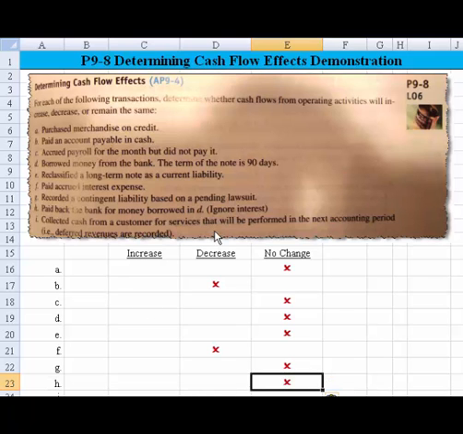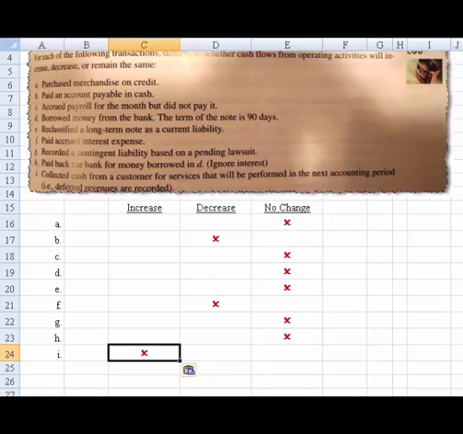Finally, the last transaction. We collect cash from a customer for services that will be performed in the next accounting period. So, in this case, cash is increased and we record a deferred revenue account, which is an obligation. But cash is increased, and since the primary purpose of our business is performing these services, it would fall into the operating area. So this cash transaction actually is an increase. Let me slide down so you can see that a little bit in case that was off of your screen. So the last transaction would be an increase in cash flows from operating activities.